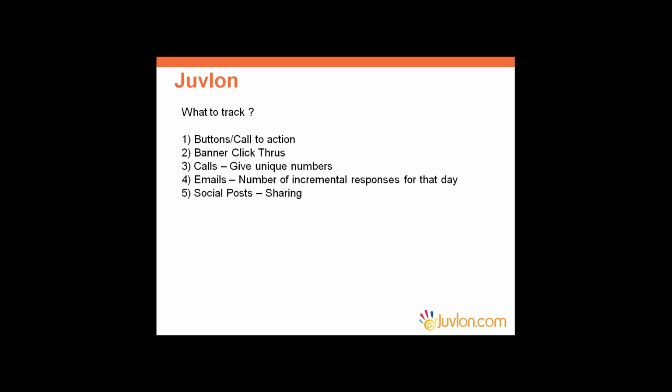Now we know how to track, but what do we track? We can track buttons, call to action within the mailer. We can track banner click-throughs. So if you have multiple banners in the email, let's say experienceether.com has dresses, tops, skirts. So they promote all of this within one mailer. So they would want to know how many people actually clicked on dresses, how many clicked on tops, how many clicked on skirts. So we can track the banner click-throughs from various URLs, and that can be tracked, right?